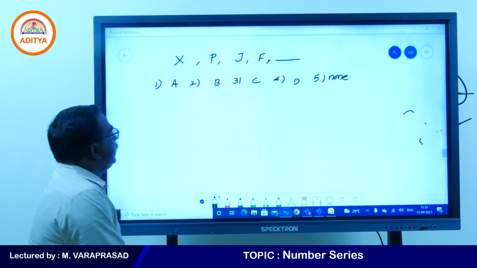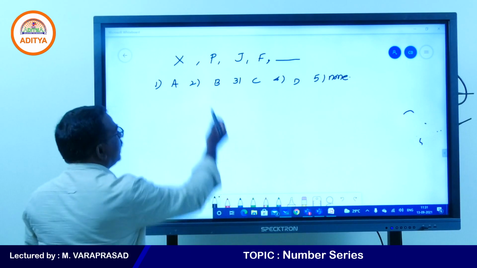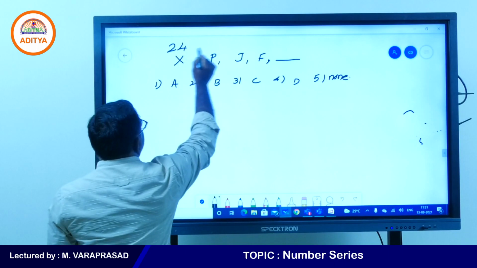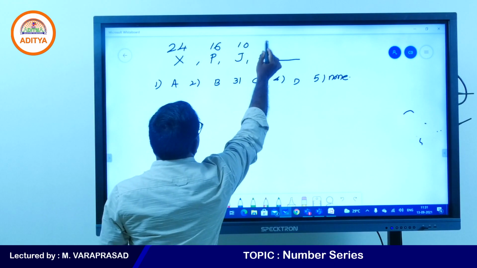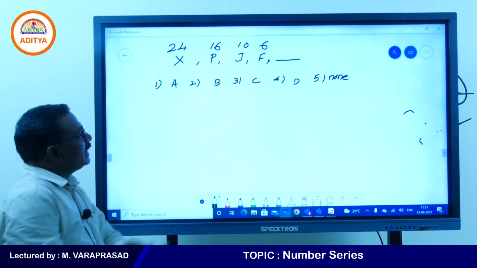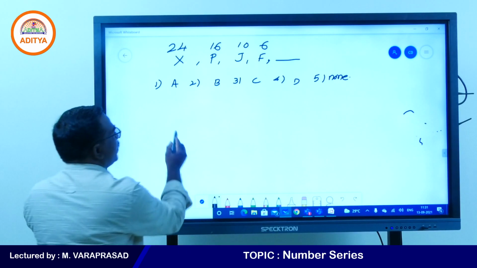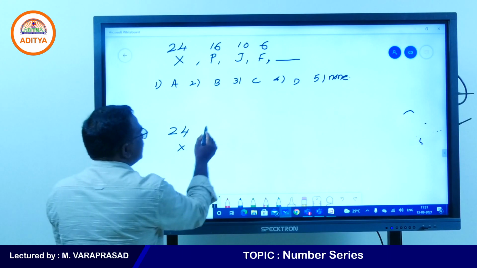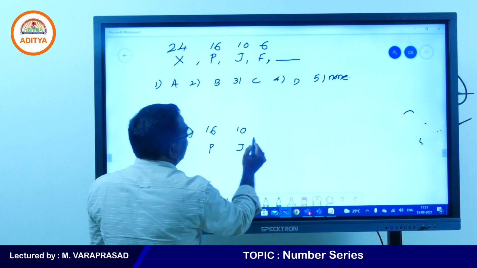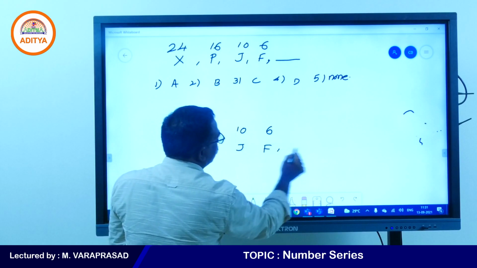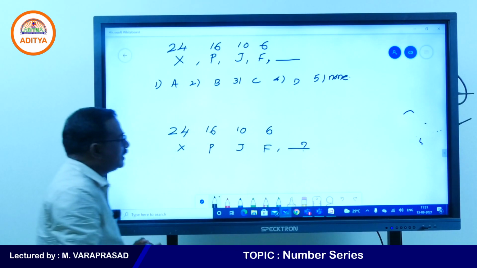Yes. X means we can keep the letter as 24, P means 16, J means 10, F means the 6th letter. So what will you get as the next letter place? The series is given: 24 X, 16 P, 10 J, 6 F, and question mark. What will you get? Yes, my students, right?